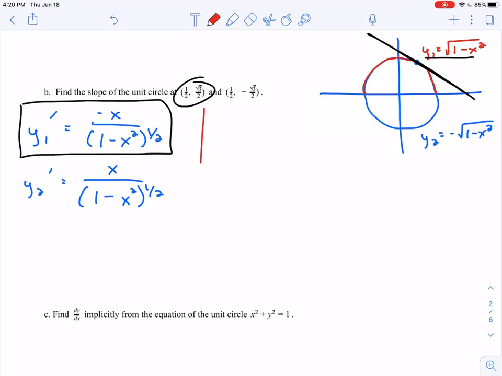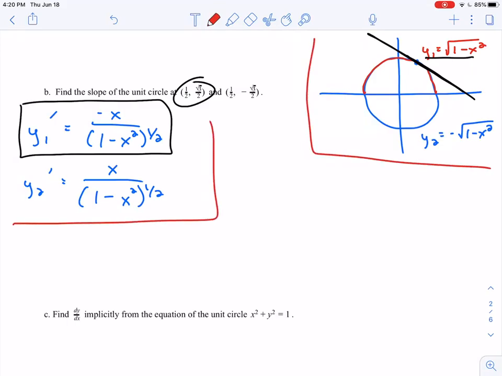Here, actually, let's do this. When I'm working with y1 prime, I'm going to take (1/2, √3/2) and plug that in. This is really just a function of x, so I only need the x value. I don't know why they're giving me the y value here.